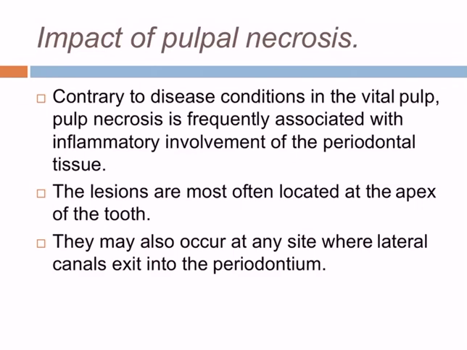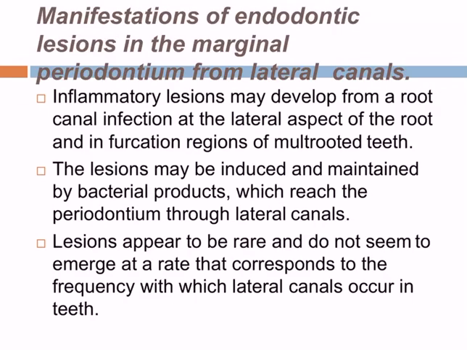The periodontal involvement will be at the apex of the tooth through the apical foramen. But it can also occur through the lateral canals. Frequently it is through the apical foramen, but it may also occur at any site where lateral canals exit into the periodontium. Now, manifestations of endodontic lesions in the marginal periodontium from the lateral canals. How does it appear in the periodontium if it is from the lateral canals?